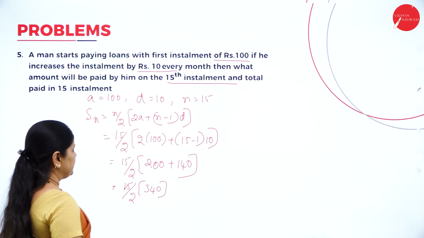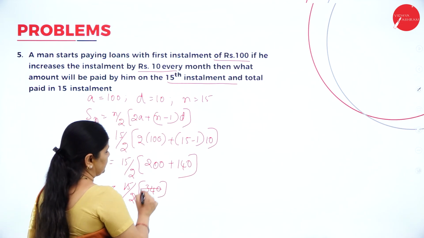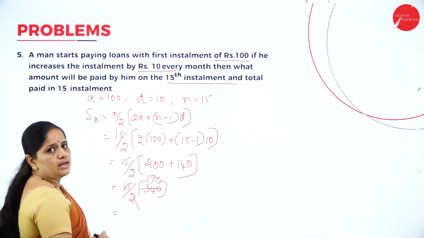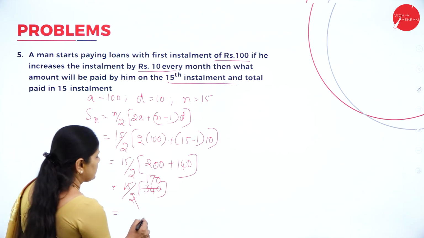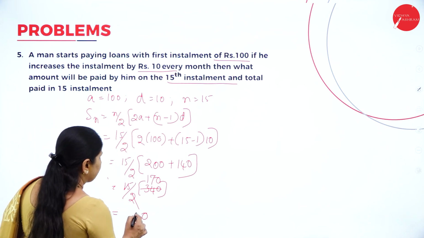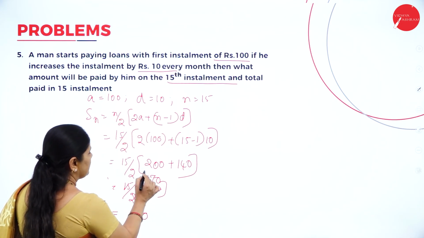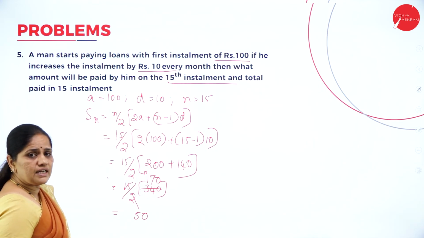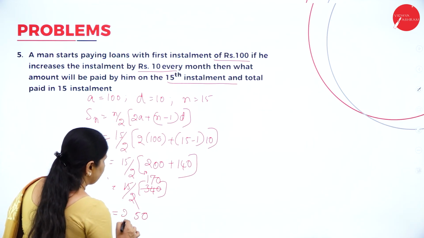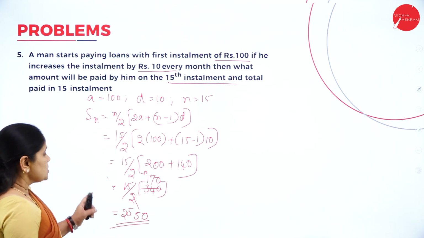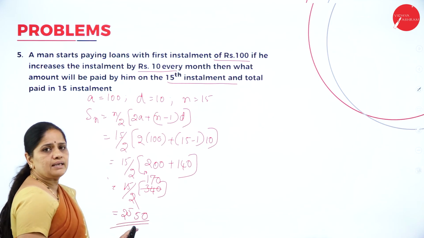So I am dividing this 340 by 2. 2 ones are 2, 2 sevens are 14, 2 zeros are 0. So 15 into 0 is 0. 15 into 7 is 105. So I'll write 5 here. 15 ones are 15. 15 plus 10 is 25. 2,550 rupees. So total amount paid by him is 2,550.